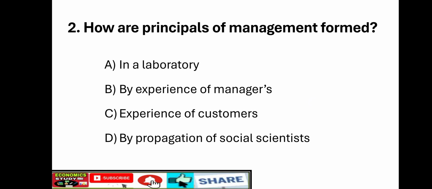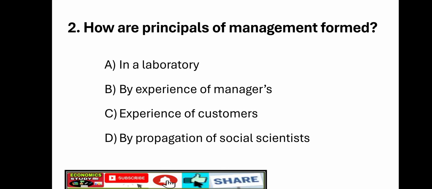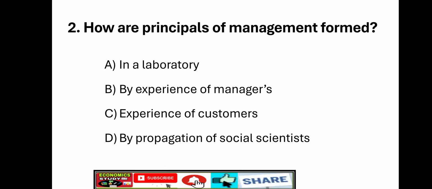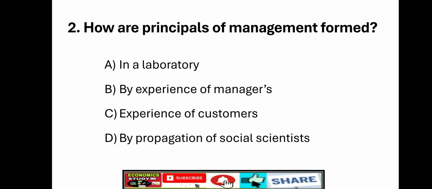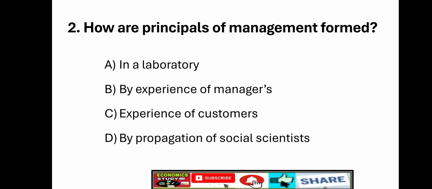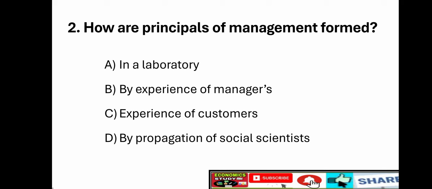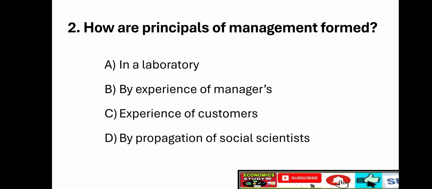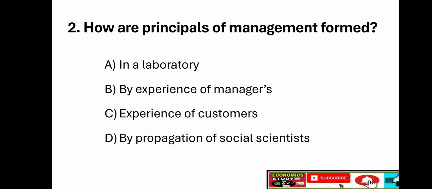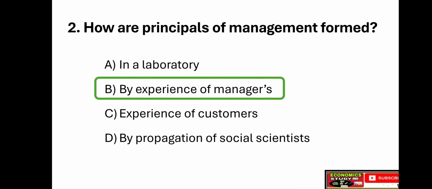Next question. Second, how are principles of management formed? Option A, in a laboratory; option B, by experience of managers; option C, experience of customers; option D, by propagation of social scientists. Right answer is option B, by experience of managers.